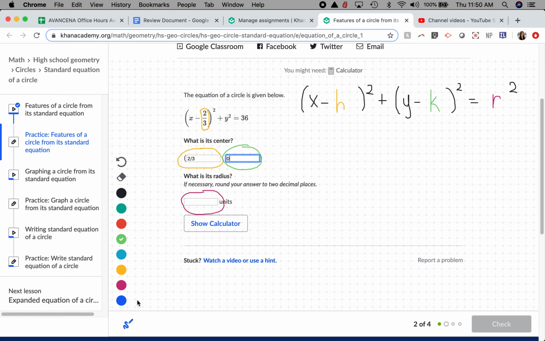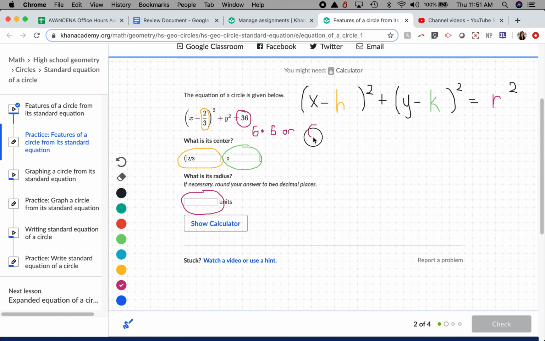And lastly, for the radius, we have to think, what number squared will give us 36? I know that 6 times 6, or 6 squared, will give me 36, so my radius is going to be 6.